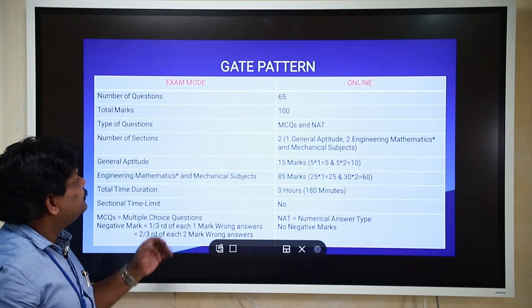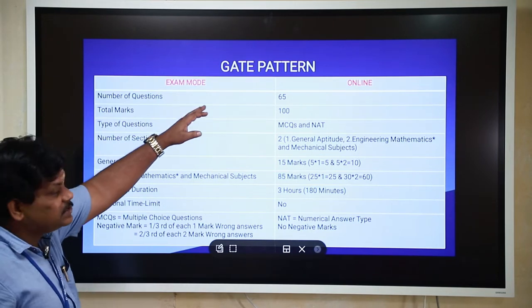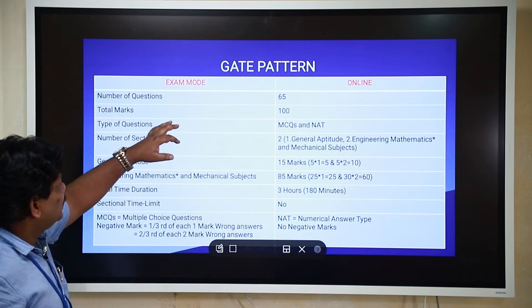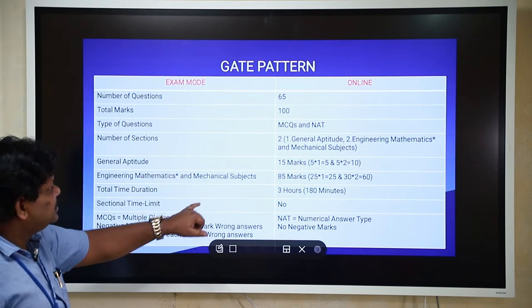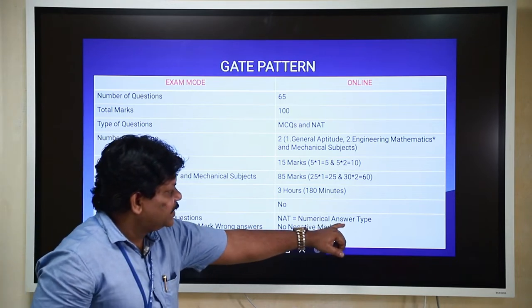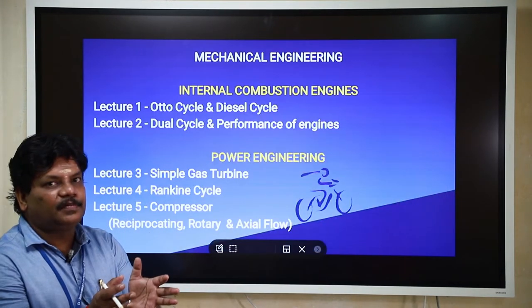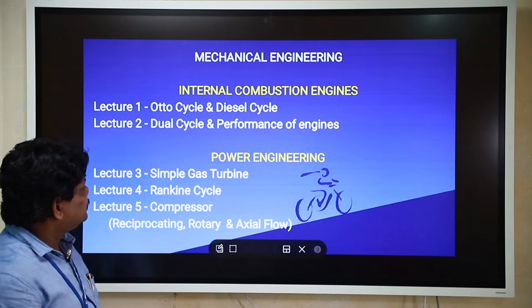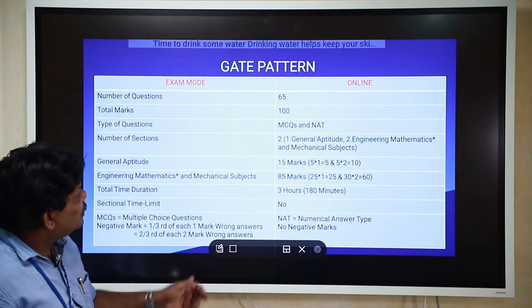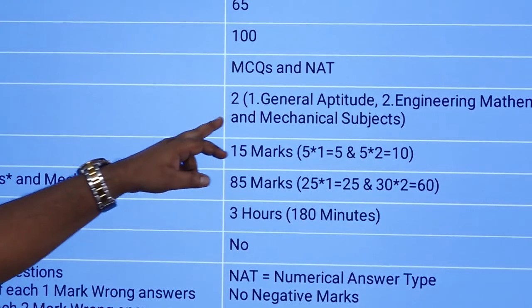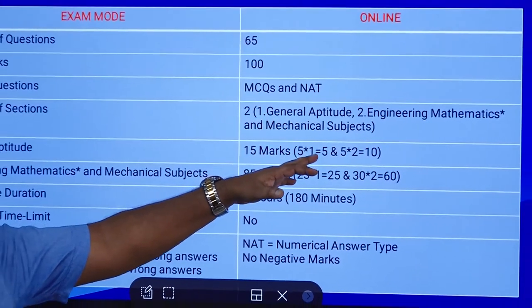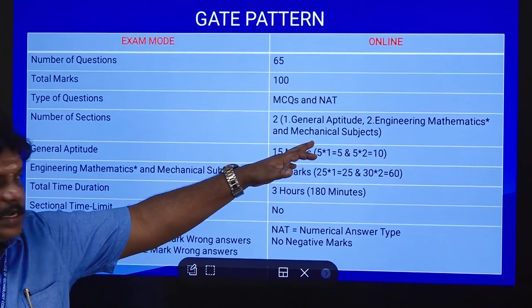So this is the pattern for GATE. The number of questions is around 65, the total marks is 100, and the types of questions are multiple choice questions and then numerical answer type. You will get some numerical value as the answer for that question. Okay. So there are two sections, one is general aptitude and the other one is engineering mathematics and mechanical engineering subjects.